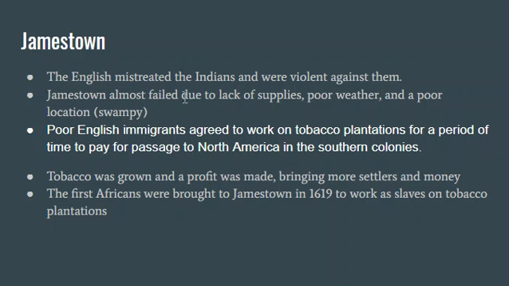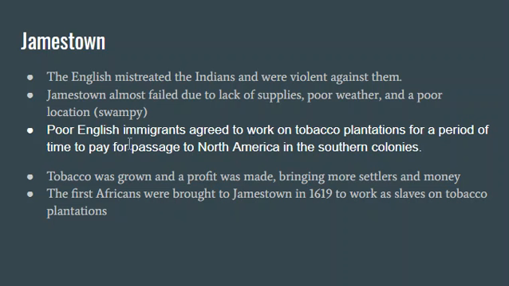And the English mistreated the Indians and were violent against them. And Jamestown almost didn't survive. They had very few supplies, the weather was bad, and it was a poor location. It was swampy. You can't grow things in a swampy location.